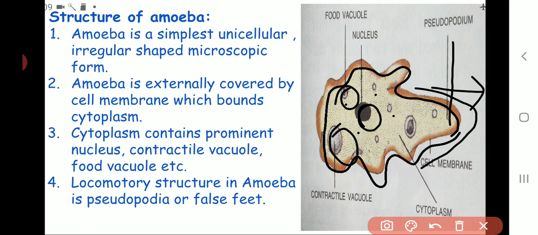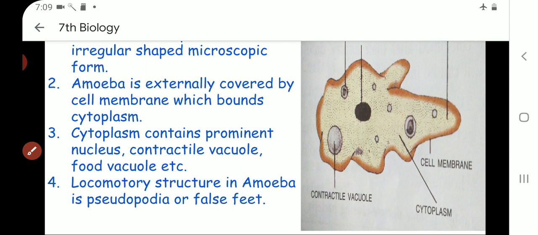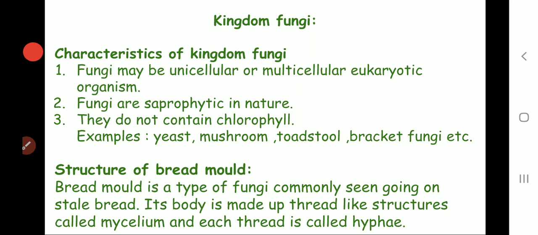That projection may not be permanently present on the body of the amoeba. When the cytoplasm moves in the opposite direction, then the projection is going to form there, and in the first place that projection may not be present. That's why that structure is called pseudopodia or false feet. With the help of that false feet, the amoeba is going to move from one place to another place. So this is a brief account of the structure of amoeba. Now we shall proceed towards the next kingdom, fungi.